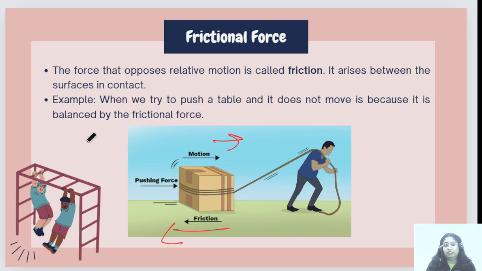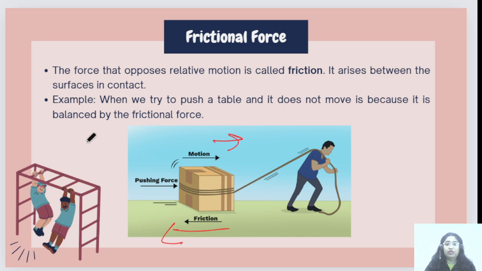So suppose you play carom, what happens? We spread some powder on the carom board, right? Why do we spread the powder on the carom board? So that the striker can move very easily, smoothly. So what we are doing, we are basically reducing the friction.